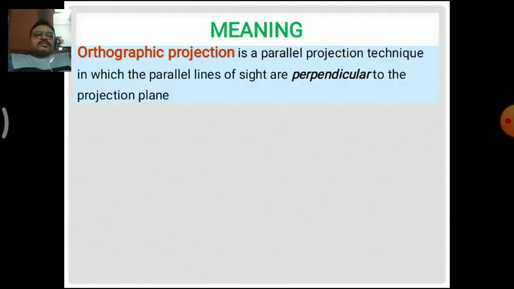In this slide we are going to discuss the meaning of orthographic projection. Orthographic projection is a parallel projection technique in which the parallel lines of sight are perpendicular to the projection planes, that is, at right angles.